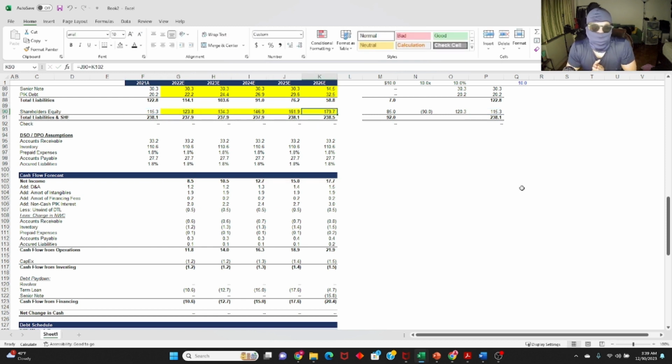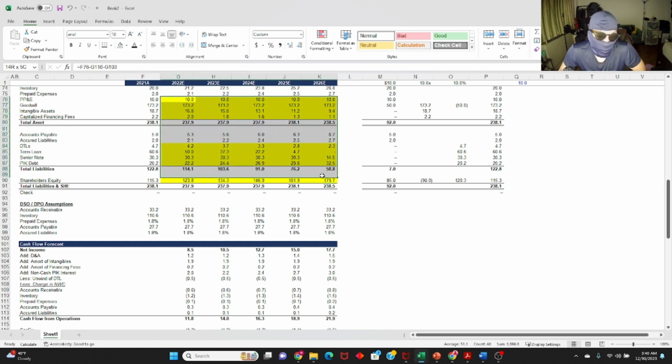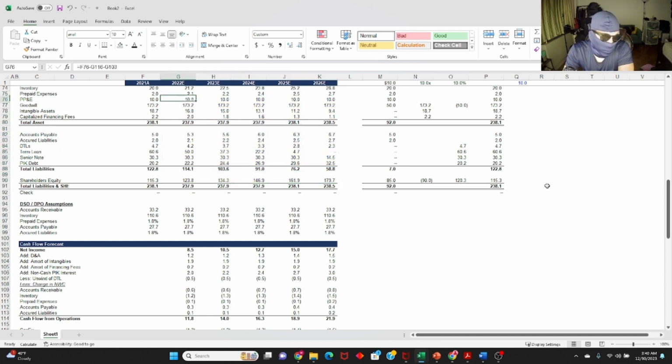So there you guys have it. We've built out the cash flow statement, the balance sheet, the debt schedule, and also your P&L forecast, and we've tied everything together. We're going to go ahead and unhighlight this.